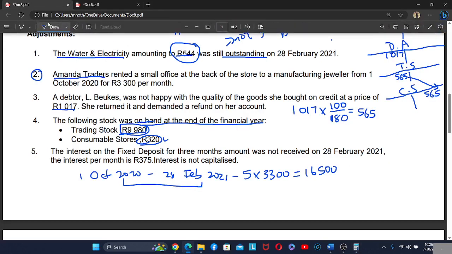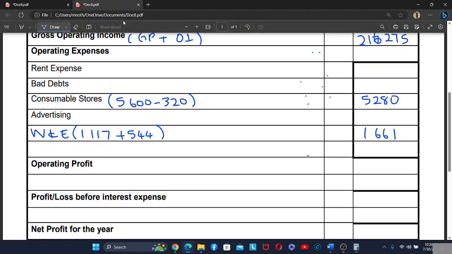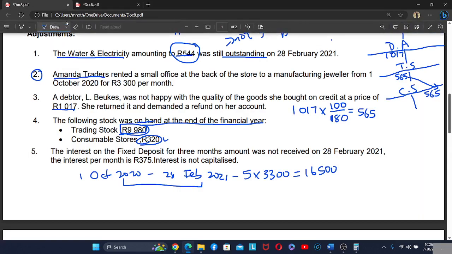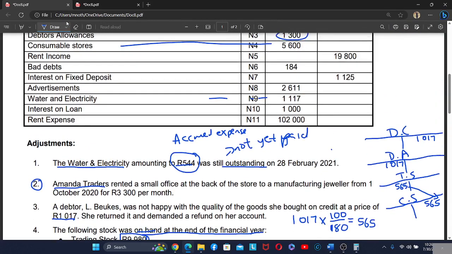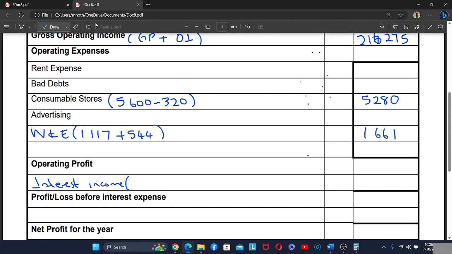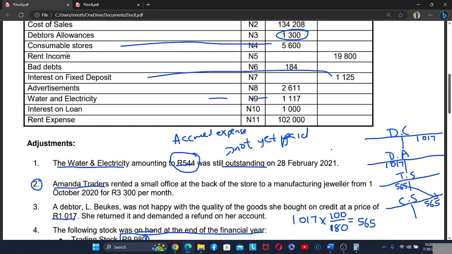And then number 5, interest on fixed deposit. The interest on fixed deposit falls under interest income. Now, how much is it in the trial balance? It is 1,125. Now, what are they saying about it?